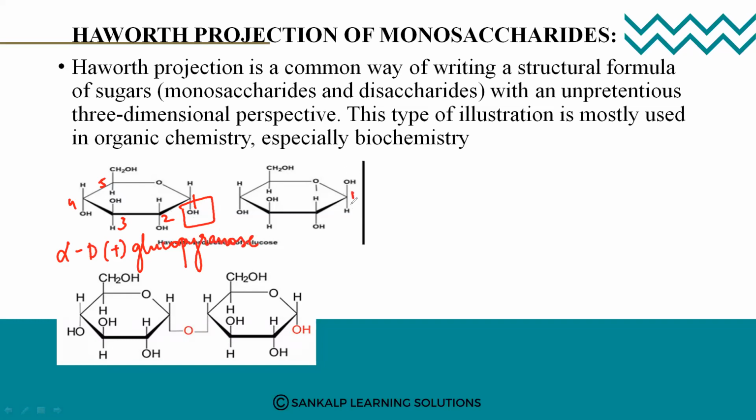And here you can see one, two, three, four, and five. The OH is on the left hand side, so it is a beta D glucopyranose. Okay, it is alpha and beta D glucopyranose. So this is the Haworth projection structure of your glucose. Glucose will be in pyranose structure. Here the below one which is given.